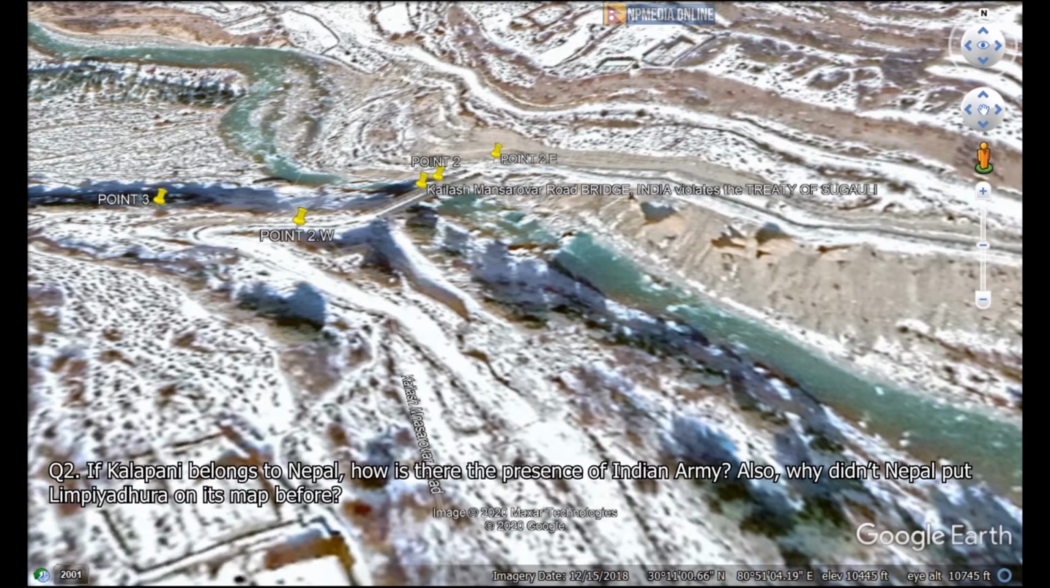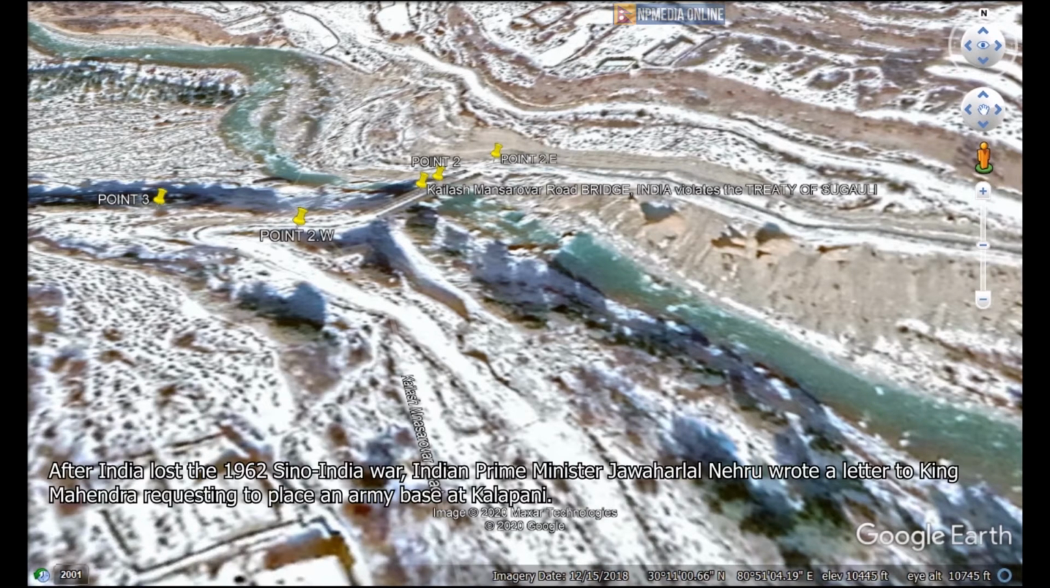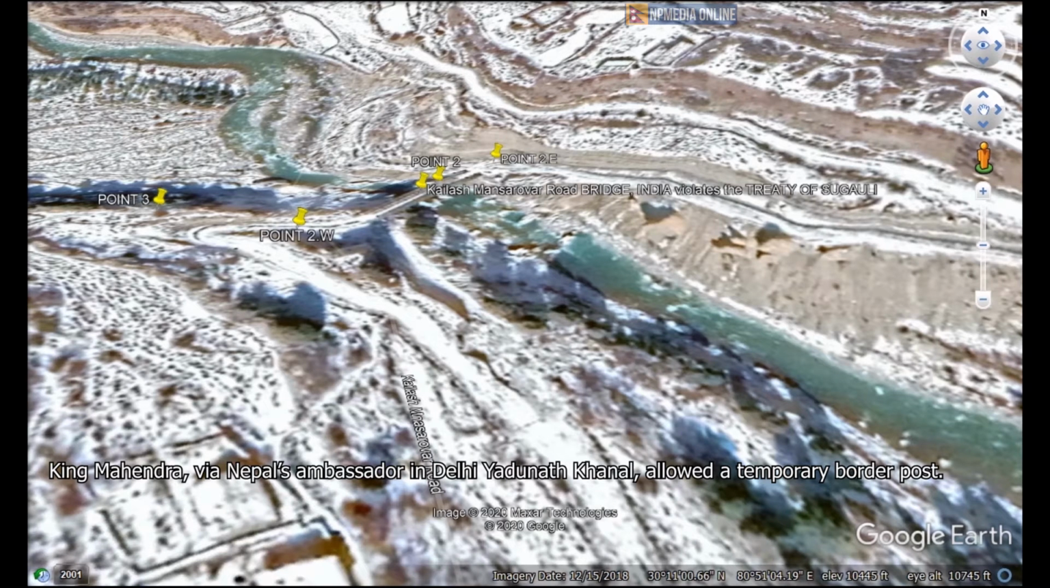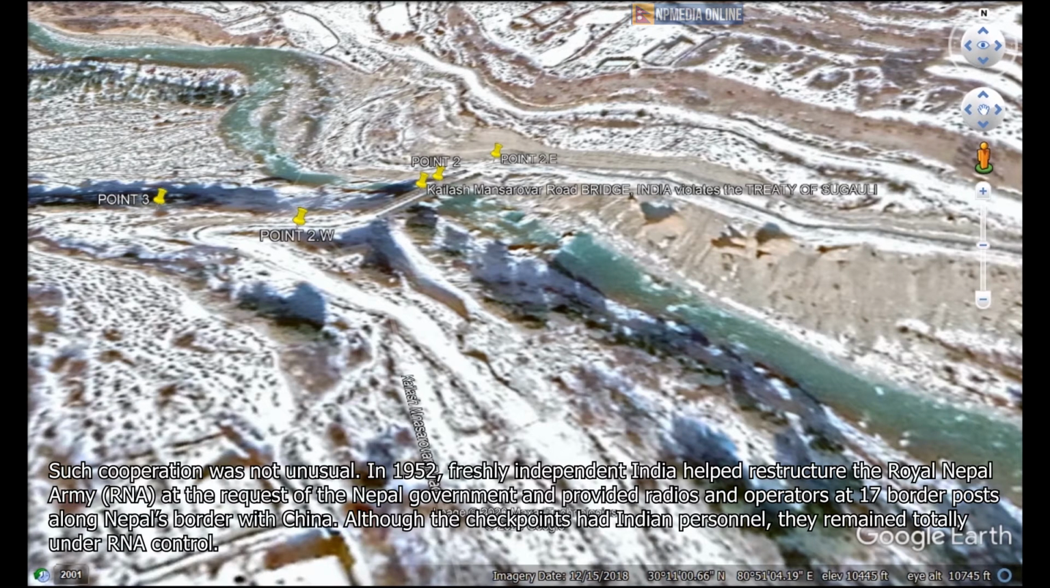2. If Kalapani belongs to Nepal, how is there the presence of the Indian army? Also, why didn't Nepal put Limpiyadhura on its map before? After India lost the 1962 Sino-India War, Indian Prime Minister Jawaharlal Nehru wrote a letter to King Mahendra requesting to place an army base at Kalapani. King Mahendra, via Nepal's ambassador in Delhi Yadunath Khanal, allowed a temporary border post. Such cooperation was not unusual.